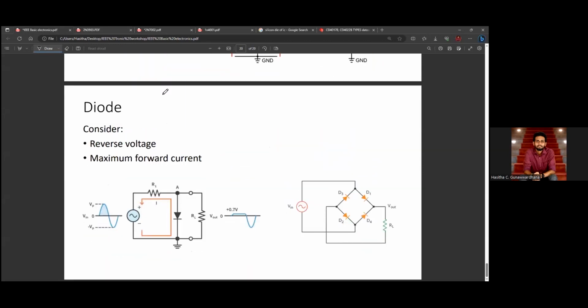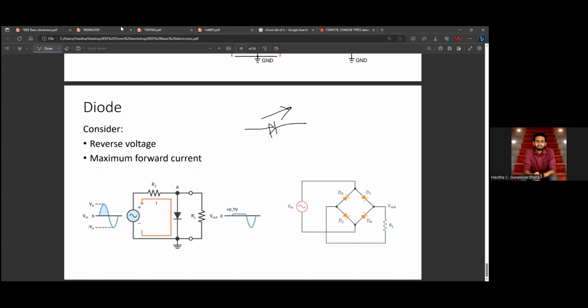Finally, we can go to diodes. If we are using diodes in any part of our circuit, we have to consider two things. First one is maximum current. As I told you earlier, a diode conducts current in only one direction, this direction. When this is happening, there is a limit for the maximum current that can flow through a diode.